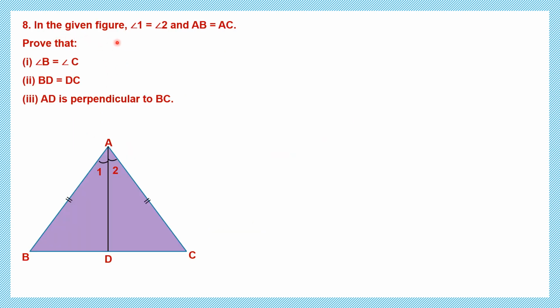In the given figure, angle 1 is equal to angle 2. So we have these two angles equal to each other, and AB is equal to AC. So we've been told that one pair of corresponding angles are equal and one pair of corresponding sides are equal. Now we have to prove a few things. So first let's write down the conditions. We have these conditions. Now the first thing is we have to prove that angle B is equal to angle C. So that's the first thing we have to prove.